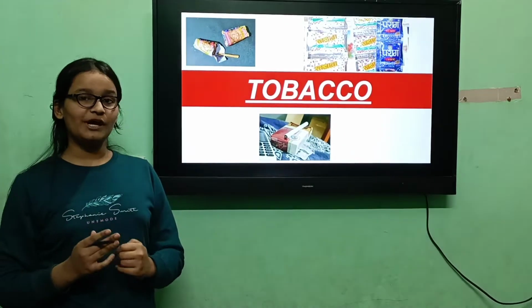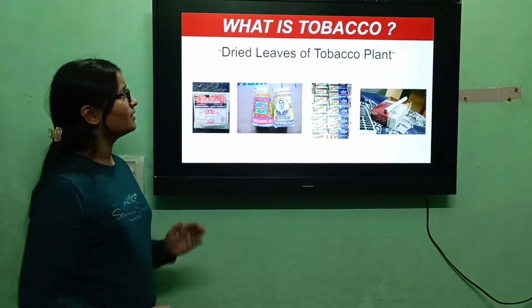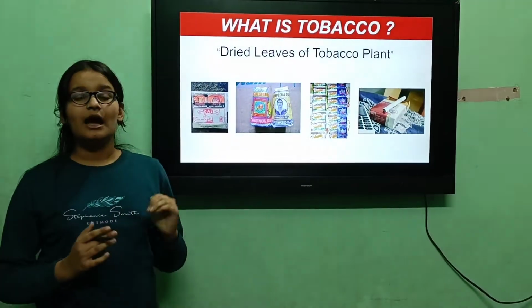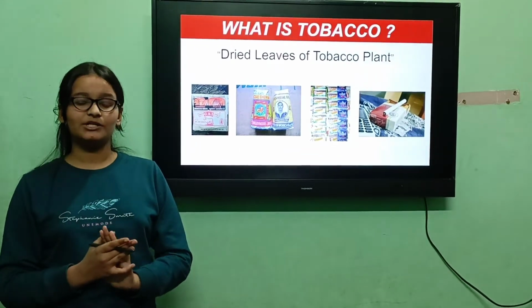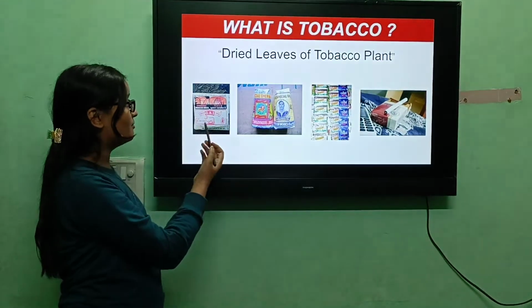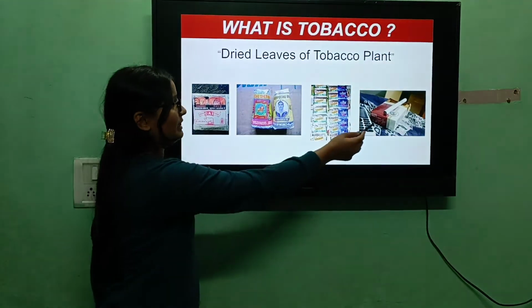In this video, we are going to focus on the topic tobacco. Now, what is tobacco? Dried leaves of the tobacco plant. The tobacco is obtained from dried leaves of the tobacco plant, which contains nicotine. Tobacco is sold in different types like gutka, bidi, khaini and cigarette.